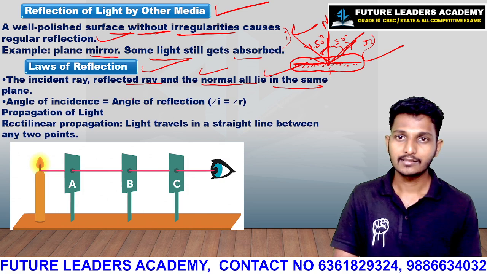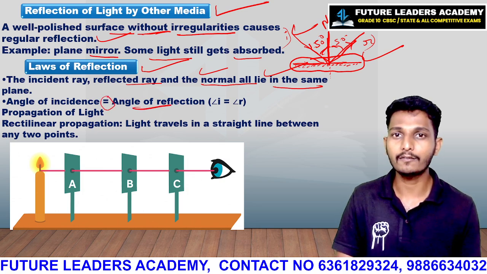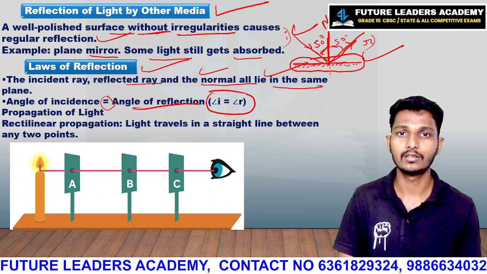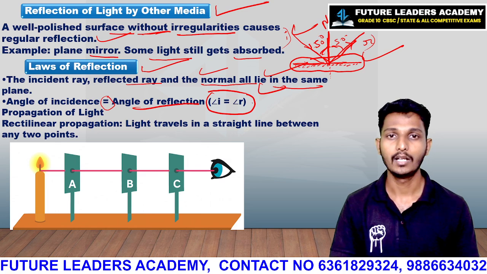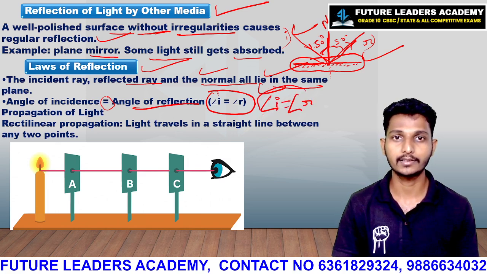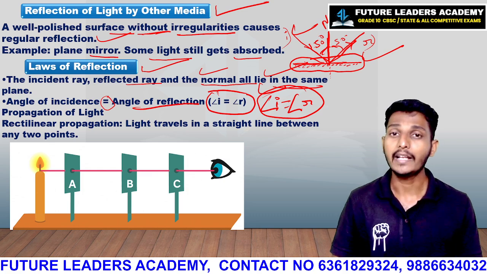Angle of incidence is equal to angle of reflection. Angle I is equal to angle R. If you write this much also, you will get the marks. Angle I is equal to angle R. This is also okay to get the marks.